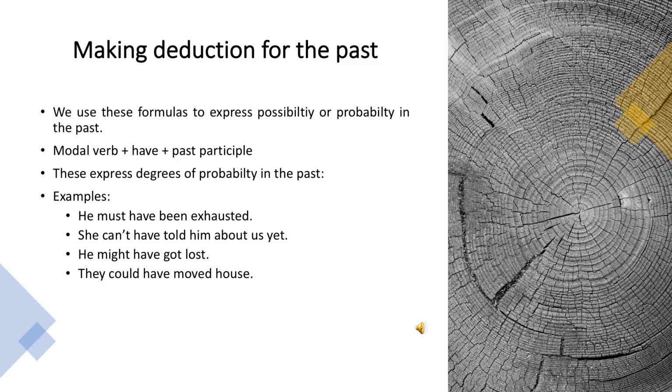Making deduction for the past. We use these formulas to express possibility or probability in the past. It's modal verb plus have plus past participle. These express degrees of possibility in the past. Examples: he must have been exhausted. She can't have told him about us yet. He might have got lost. They could have moved house.